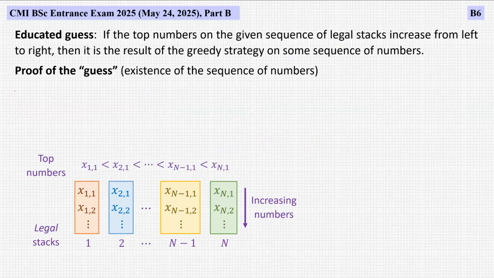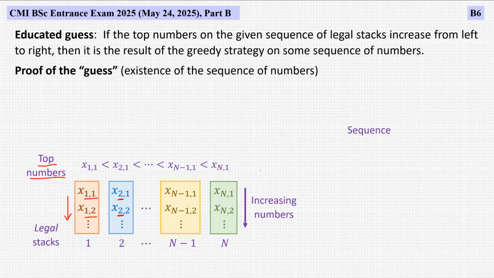To prove this guess, let us consider the sequence of legal stacks as shown in the figure. The numbers in the first stack are denoted as x1,1, x1,2, etc. And since this is a legal stack, the number increases from top to bottom. The numbers in the second legal stack are denoted as x2,1, x2,2, and so on. And the same rule applies to the rest of the stacks. The top numbers of these legal stacks are also in increasing order from left to right.